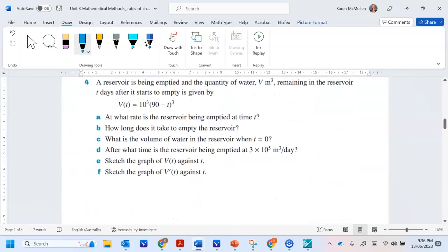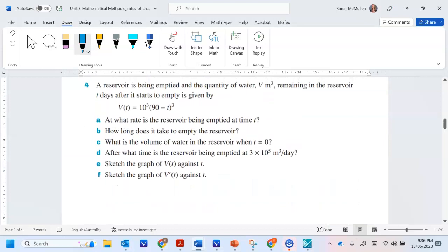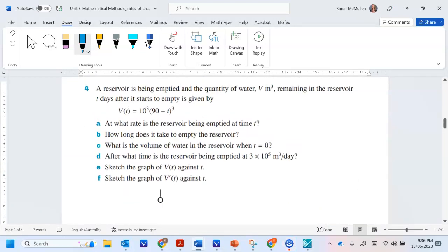Okie dokie. Let's have a look at another question. A reservoir is being emptied and the quantity of water V in meters cubed remaining in the reservoir t days after it starts to empty is given by. All right, so here's our rule. We don't have to find anything there. I can see that's a little bit annoying that they've written the number 1000 as 10 to the power of 3, but that's okay. It's nothing that we can't deal with.